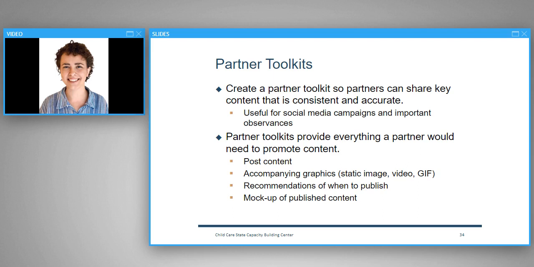And also for important observances. If you have a holiday or an awareness month coming up that's important to your organization, you can create a partner toolkit to maximize the social media buzz that you can generate. Partner toolkits provide everything a partner would need to promote content. So that's everything from the post content, the text to the post, any accompanying graphics. Recommendations of when to publish are great, just to take a little bit of the work off of the partner. And then a mock-up of the published content is really helpful too, just to show them what it should look like when it's ready to go.